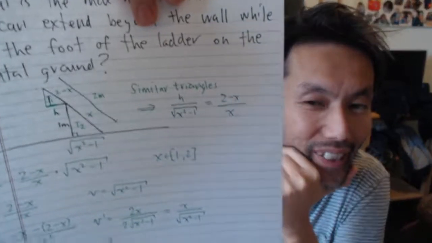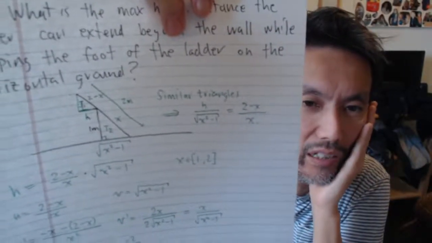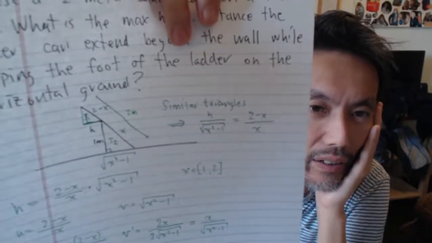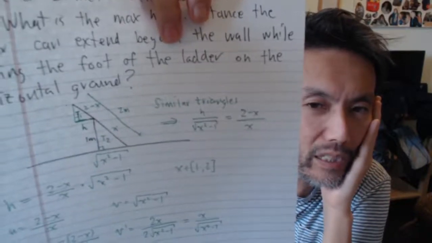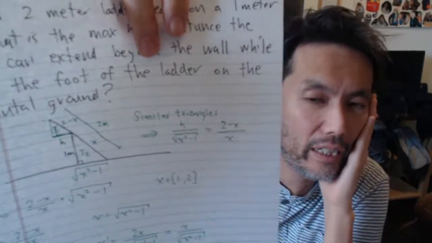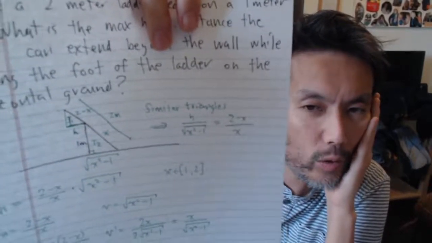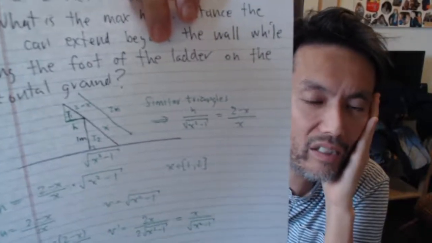But if we think about what's going on at the endpoints, what happens when x is equal to 1? Well, isn't it pretty obvious that h is 0? Because x equal to 1, remember, corresponds to the situation where the ladder is completely vertical and flush against the wall. So there's not going to be any horizontal overhang. So h is 0.